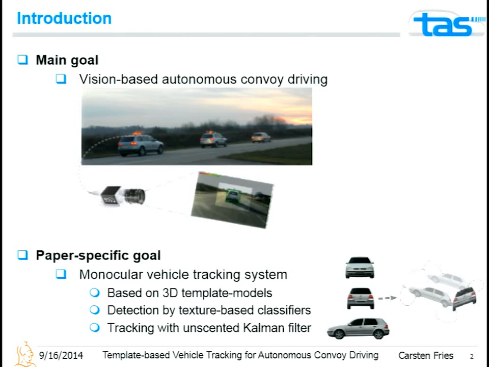The first step is to capture 3 or 4 orthogonal views of the vehicle side. Then we detect prominent features like the red rear lights or the license plate. And finally, we train texture-based classifiers once per vehicle type in an offline step. The 3D template models are used for vehicle detection and scaled unscented Kalman filters are used for tracking.